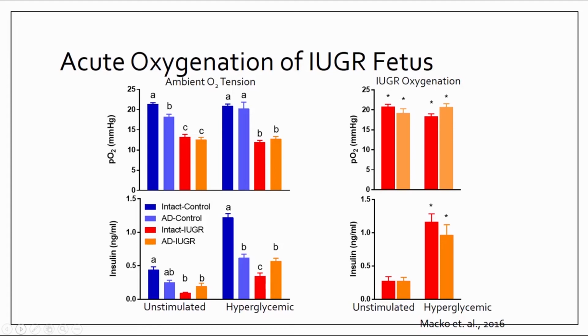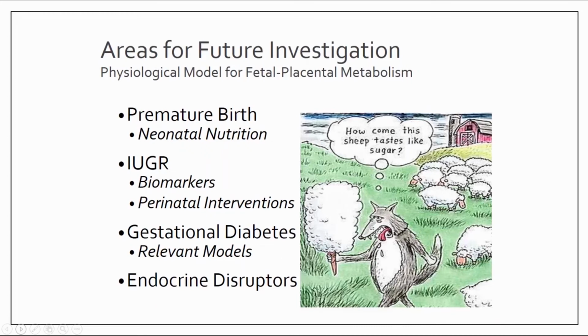The sheep is really leading the way in some of these aspects of being able to look at the fetal metabolism in utero and then translate it to humans. Gestational diabetes, of course, is going to be important as we look at the number of mothers that are becoming diabetic, and so we need to develop relevant models there. And of course, another factor is going to be endocrine disruptors and how to actually look at their effects in fetal placental action.